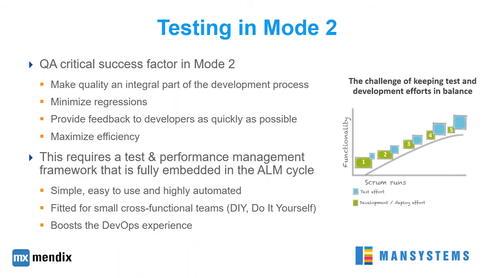To embed testing in the dynamics of a mode 2 organization, it is critical that you have a simple and easy to use tool, so that potentially business users or the developers themselves are able to use it, and to minimize the amount of work they need to do by making it highly automated. It should also be fitted for small cross-functional teams, so you can build up those test scripts yourself.